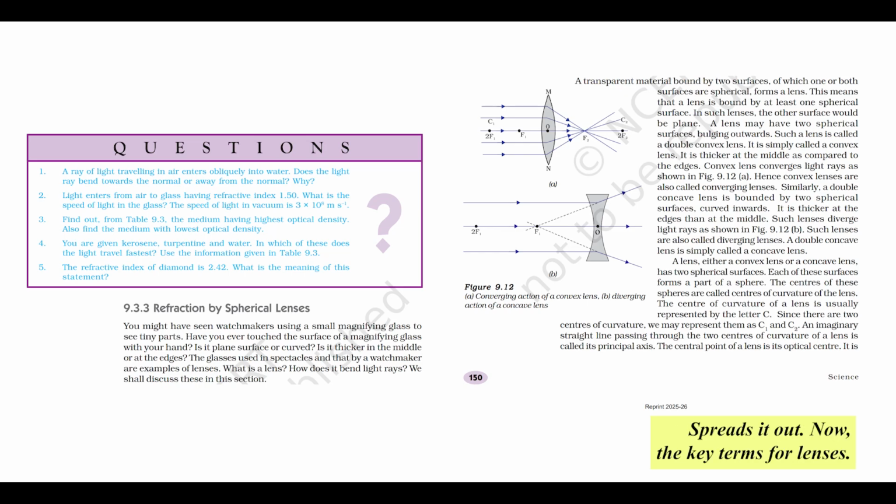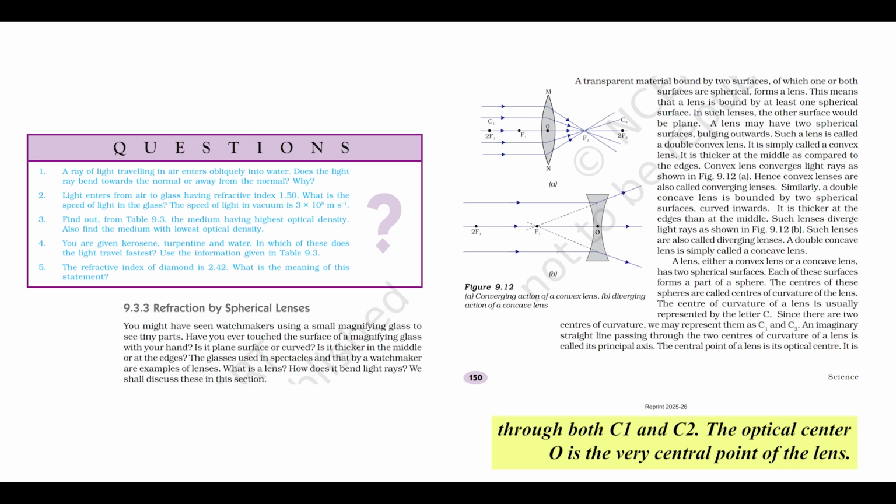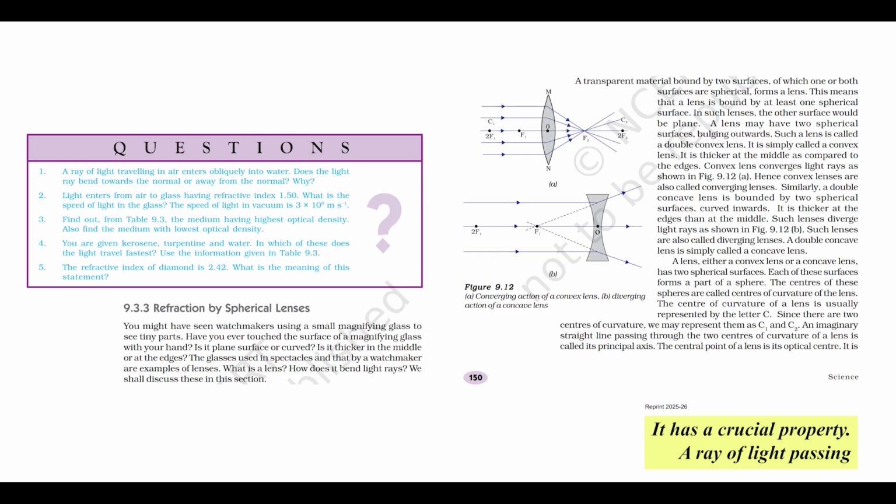Now, the key terms for lenses. Similar to mirrors, but with some key differences because lenses have two surfaces and work by refraction. Since a lens has two spherical surfaces, it has two centers of curvature, C1 and C2, one for each surface's sphere. The principal axis is the imaginary line passing through both C1 and C2. The optical center O is the very central point of the lens. It has a crucial property. A ray of light passing exactly through O goes straight through without any deviation or bending. This is super useful for ray diagrams. The optical center is like a free pass through the lens, no bending there.